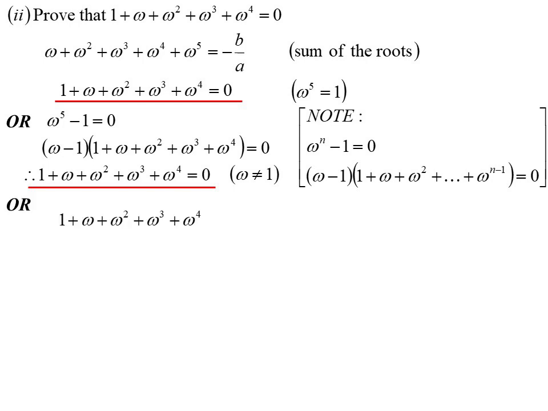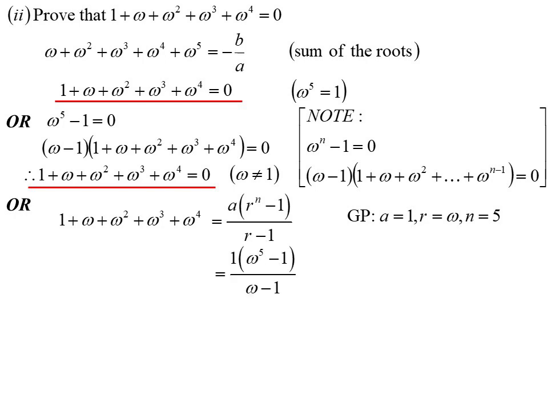There's another way of doing it. Have a look at it. 1 plus omega squared plus omega cubed plus omega 4. That's a geometric progression. It's a nice pattern where every term is being multiplied by omega. The first term is 1. The common ratio is omega. The number of terms we've got is 5. So I could substitute into our formula that we have, and I'll end up with 1 outside omega to the power of 5 minus 1 over omega minus 1.